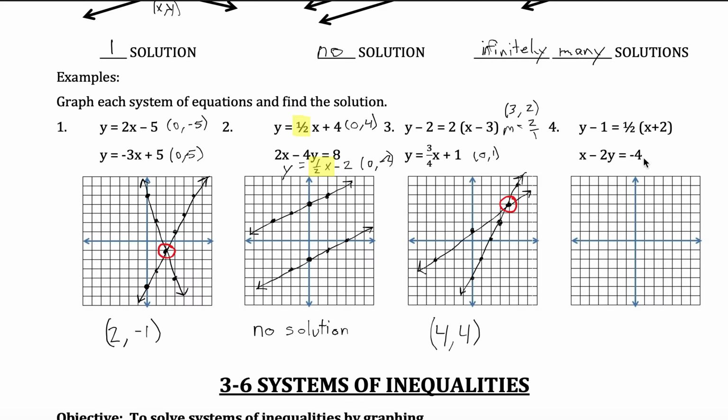Now, taking a look at our last example here, we have example number 4. Our first equation is in point slope form, so we want to pull off our point, which would be -2, 1, and our slope would be 1/2. So we can go ahead and plot that. We have -2, 1, and then our slope is 1/2, so we go up 1 to the right 2, up 1 to the right 2, and we can connect those points.